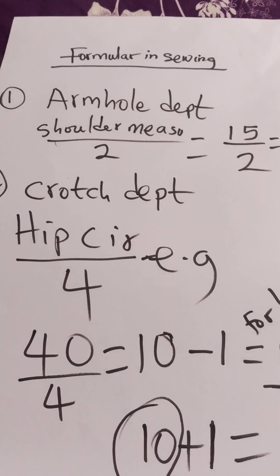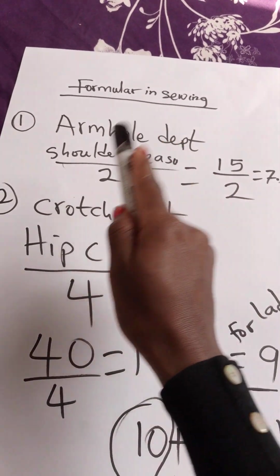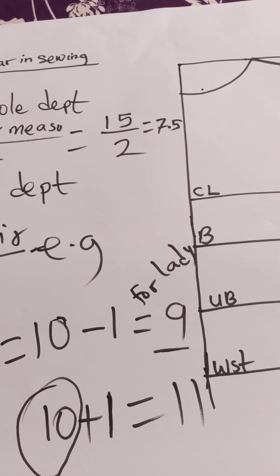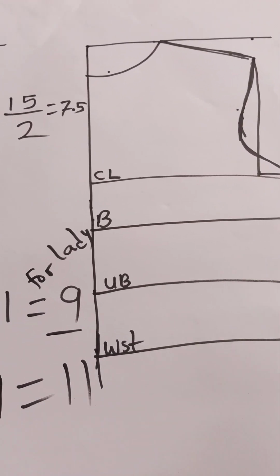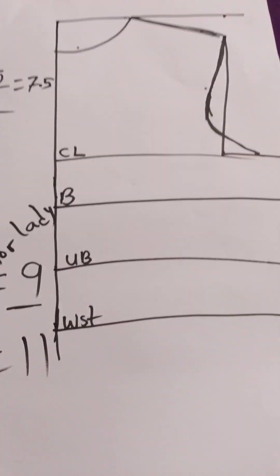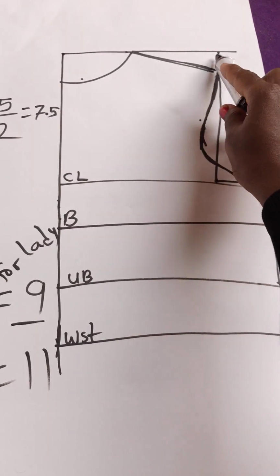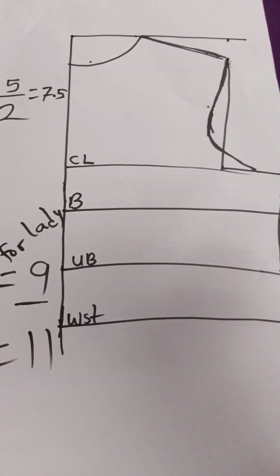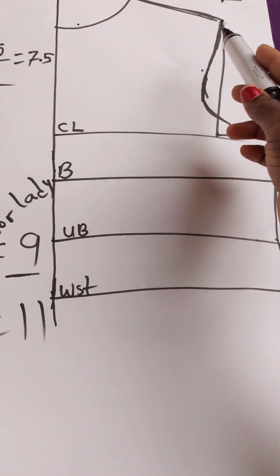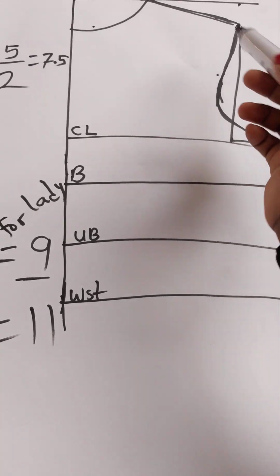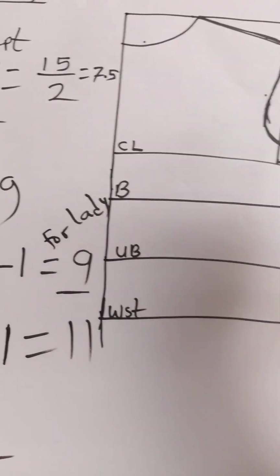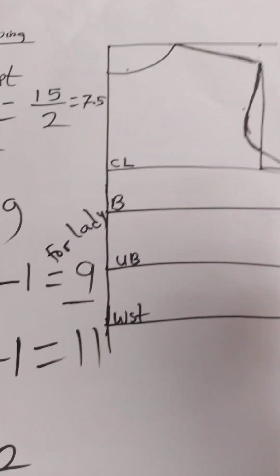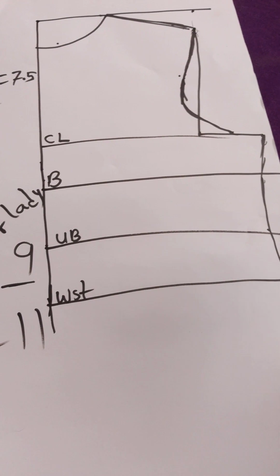The formula is this: shoulder measurement divided by 2. Once you have your shoulder measurement, how do you take your shoulder measurement? That measurement you take on your client's body from here to this point. Here is our step down, 1 inch step down, because our shoulders are not perfectly straight. This is the 1 inch step down. So the measurement from this point to this point is the shoulder measurement, right?